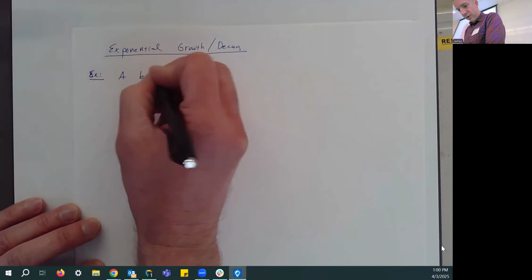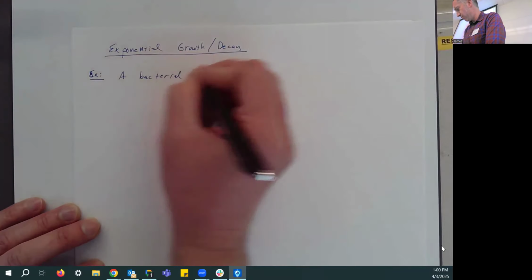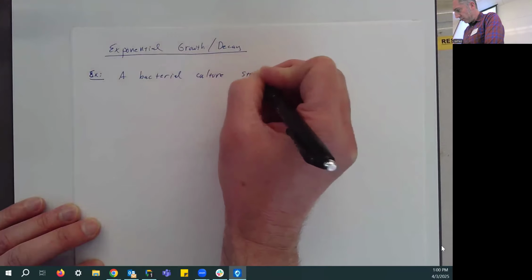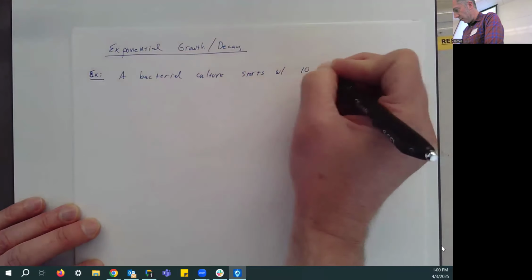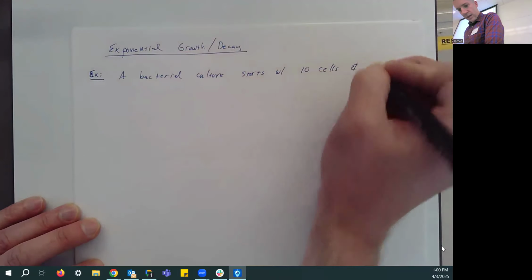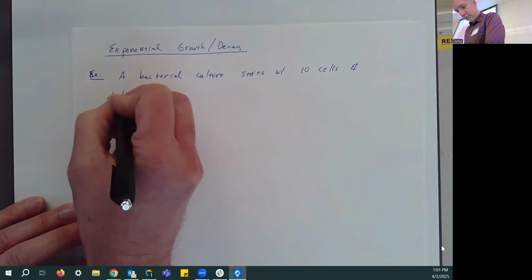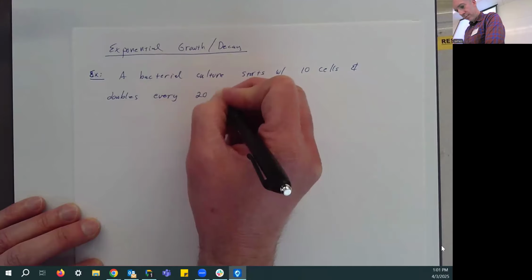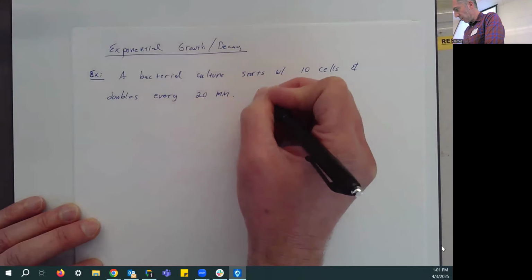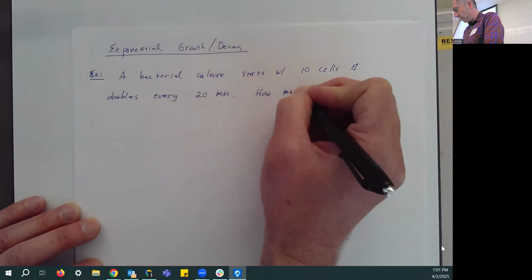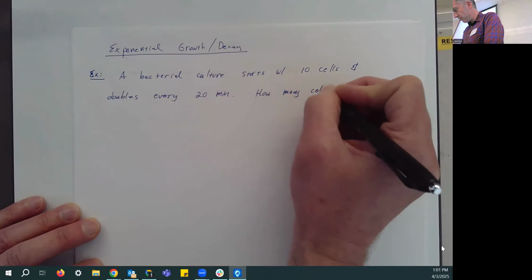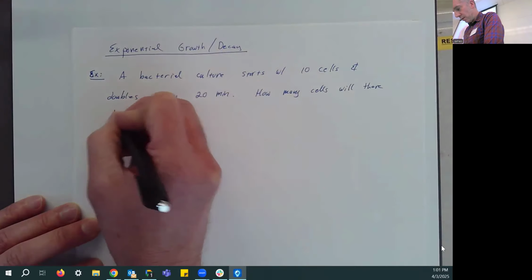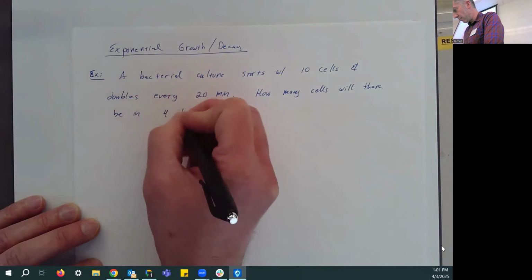A bacterial culture starts with 10 cells and doubles every 20 minutes. How many cells would there be in 4 hours?